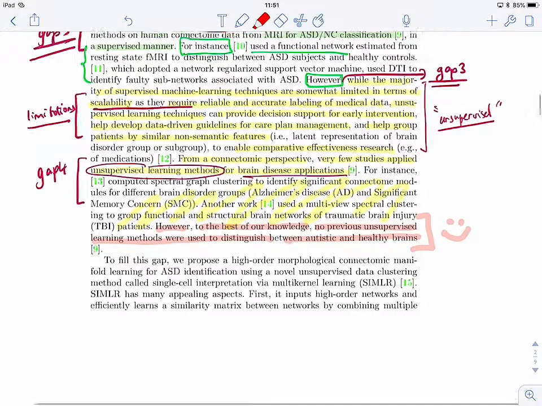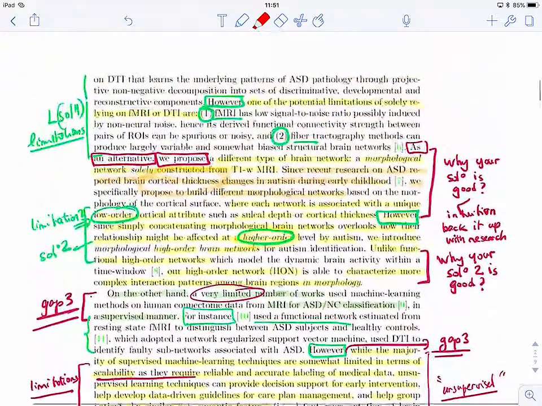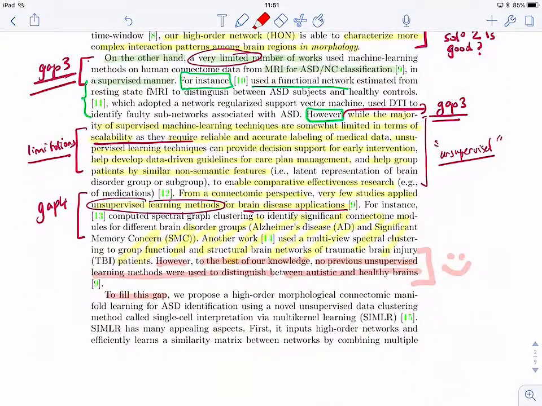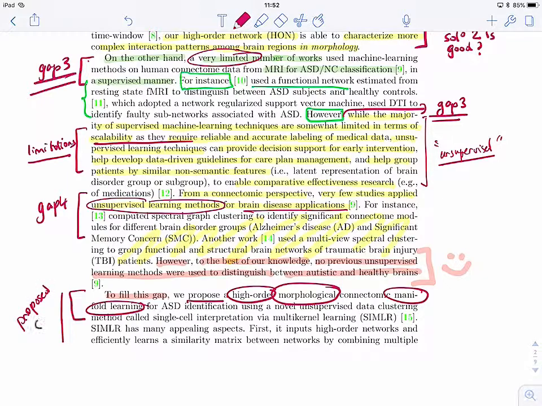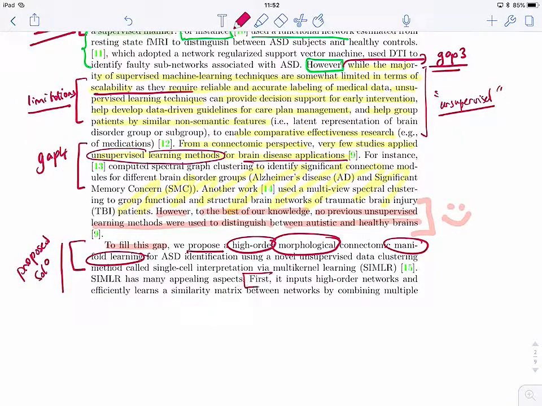Now, to fill this gap, we propose. So you can see that all those gaps, different limitations, are driving the reader slowly to our solution. This is what we're proposing at the very end. We propose a high-order morphological network, the second contribution, manifold learning, which is unsupervised learning. So these are basically the 3 key contributions of the proposed solution that address previous limitations. So this is the proposed solution, okay? Now, we're talking about why part of the solution is important.